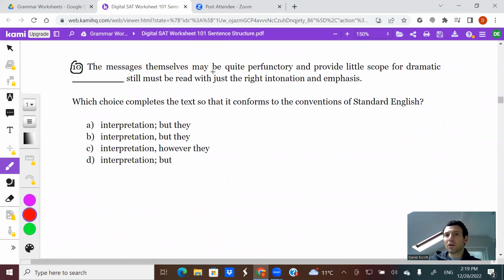Okay, "The messages themselves may be quite perfunctory and provide little scope for dramatic interpretation." That's an independent clause. And again, I'm thinking about independent clauses because I see semicolons and I see a comma with one of my fanboys in the answers. So immediately I'm checking independent clauses first. Okay. So I have an independent clause up front. "The messages themselves may be quite perfunctory and provide little scope for dramatic interpretation." What do I have on the back end?